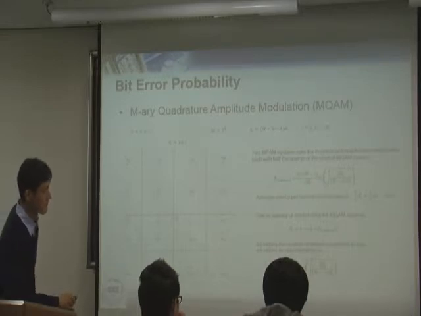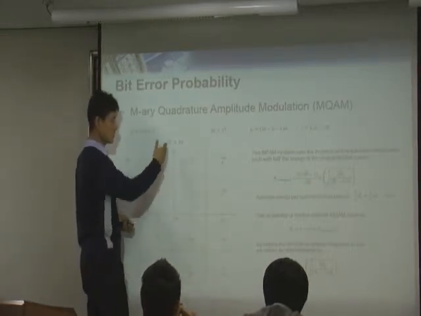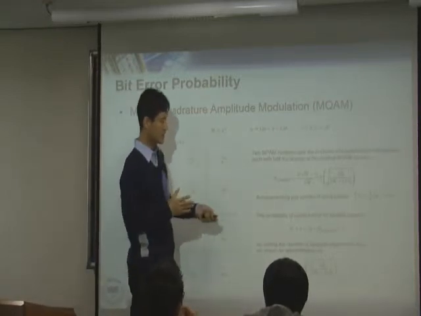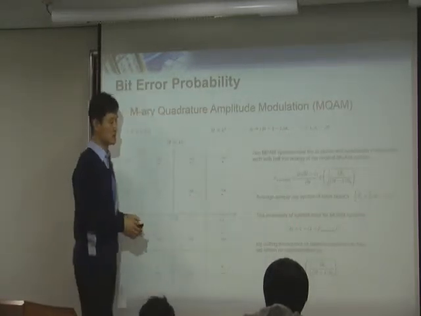Okay? But in this case, since we are thinking about 2 pulse amplitude modulations, now we have to think about a symbol error. Okay? Symbol error.